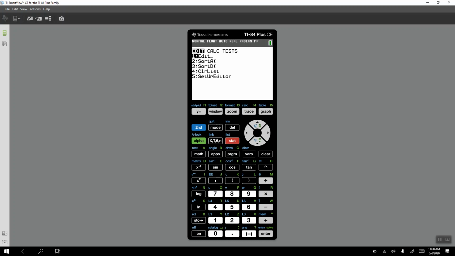So I'm going to go back to stat. I'm going to go over here to calculate, and I want this one variable statistic. One variable statistic, I need to run this on 3 different lists. List 1, list 2, and list 3. So I'm going to do this one by one. Alright, so I'm going to do list 1.